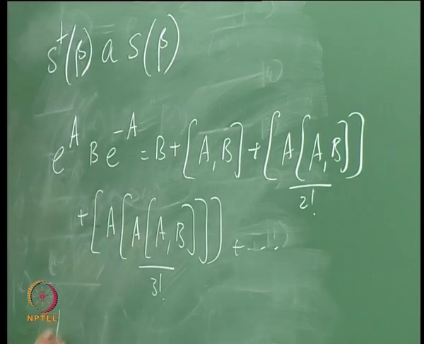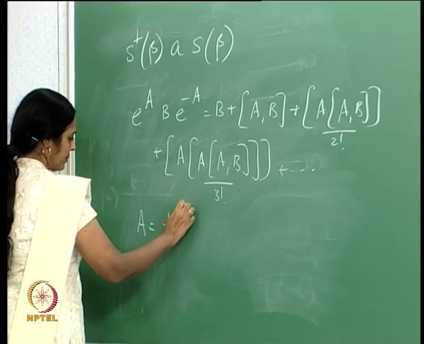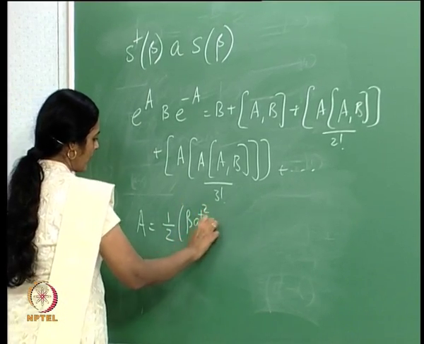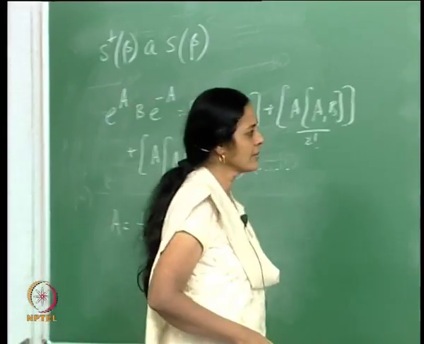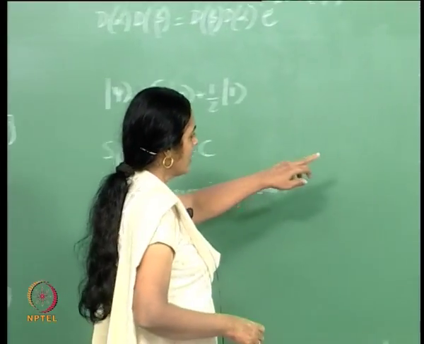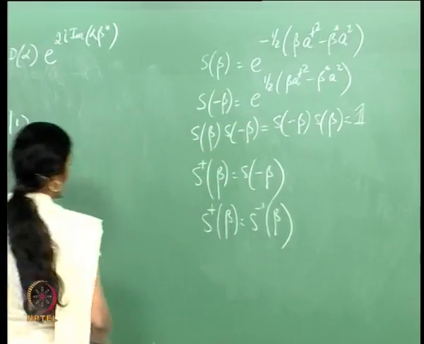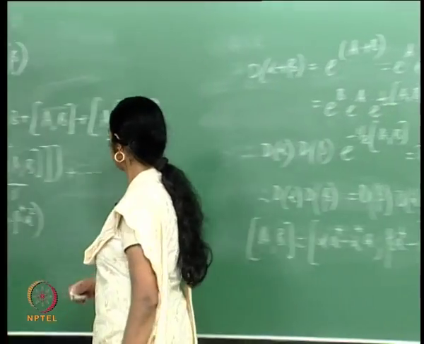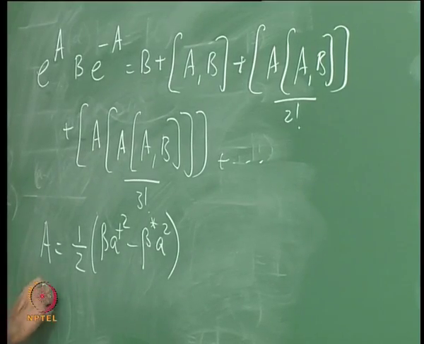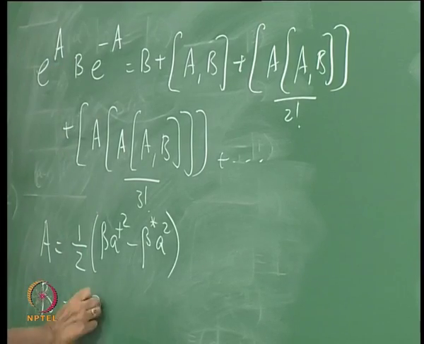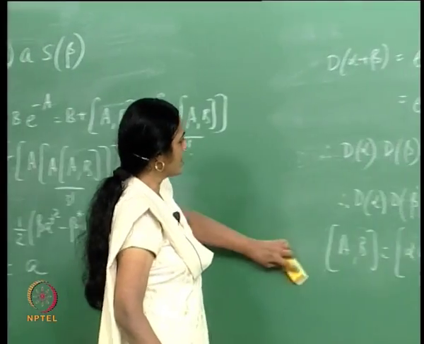And in this case, A is simply half beta A dagger squared minus beta star A squared. That is what we have here. S dagger of beta is S of minus beta, and that is here e to the half beta A dagger squared minus beta star A squared. B itself is the operator A, and we need to find these commutators and simplify.